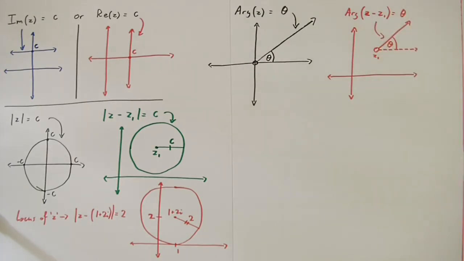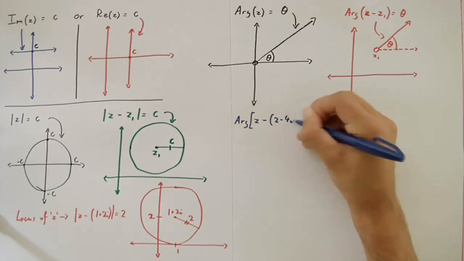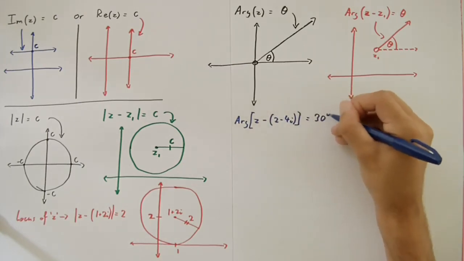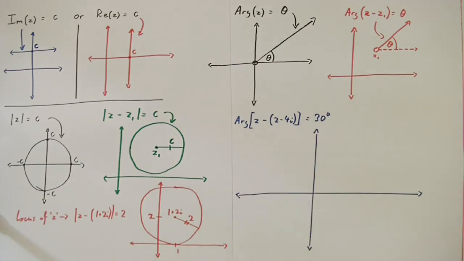So for example, let's take the argument of z minus 2 minus 4i is equal to 30 degrees. So this locus would be a line that starts at the point 2 minus 4i in the complex plane and rises at an angle of 30 degrees like this.